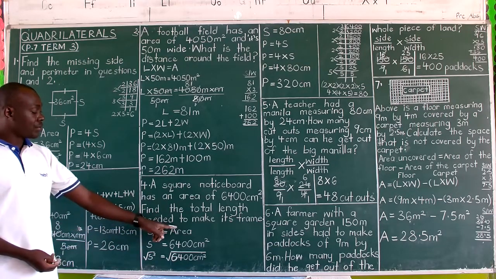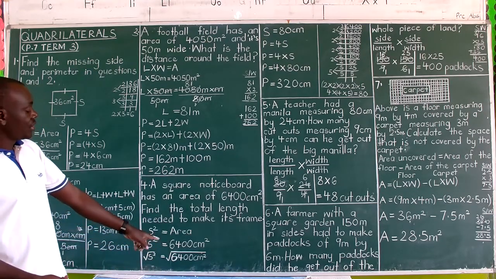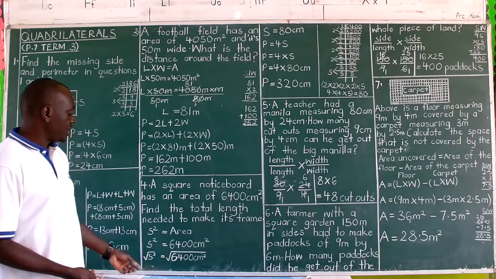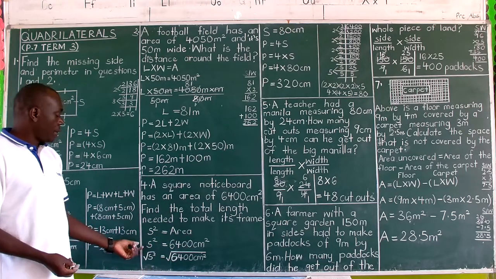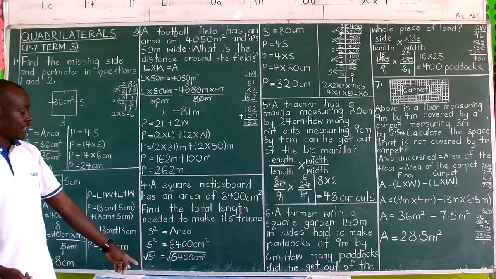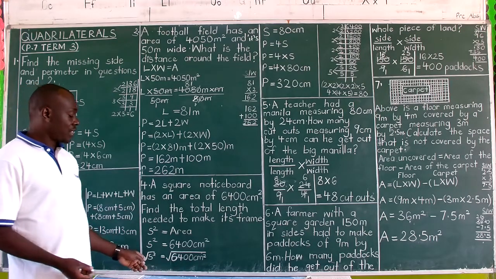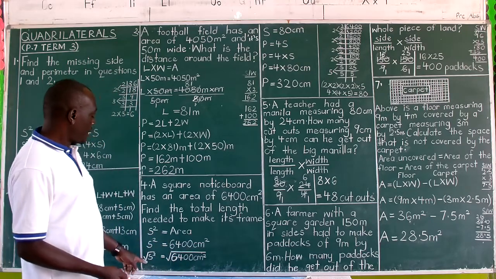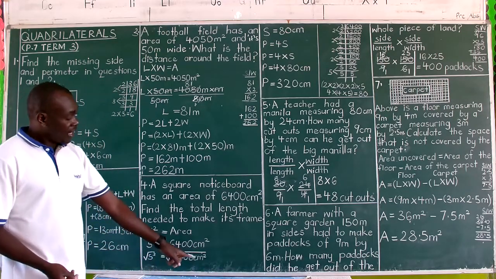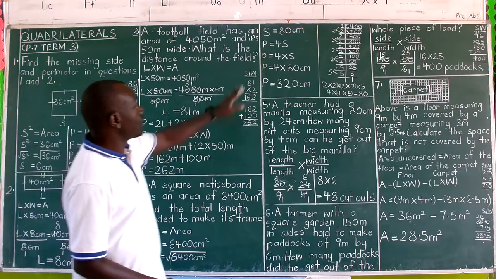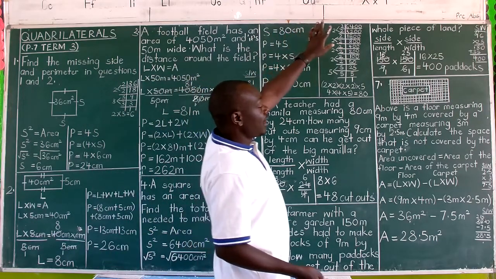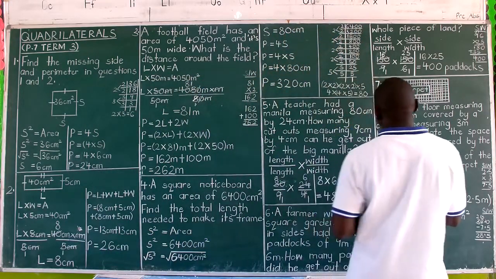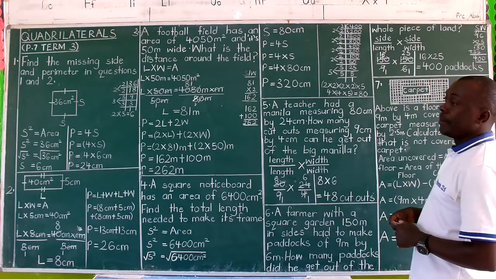Side squared is equal to the area. Side squared is equal to 6,400 centimeters squared. Like we did in number 1, we find the square root of either side. So the square root of side squared is equal to the square root of 6,400 centimeters squared. Here we remain with side and here with centimeters. Then write 6,400 in prime factors, meaning use prime numbers to divide.